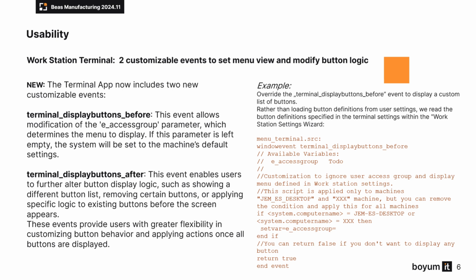In the example on the right, we override the terminal display buttons before event to display a custom list of buttons. Rather than loading button definitions from user settings, we read the button definitions specified in the terminal settings within the Workstation Settings wizard.